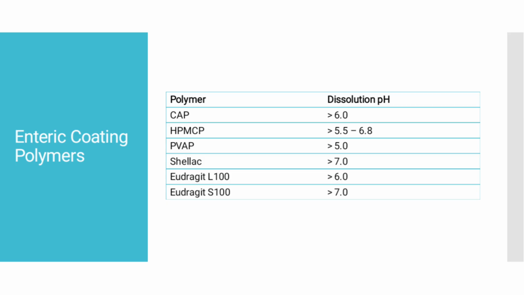Then PVAP dissolves above pH 5. Shellac dissolves above pH 7. Eudragit L 100 dissolves above pH 6 and Eudragit S 100 dissolves above pH 7. Okay. One more important trick for this slide. Remember, Eudragit L dissolves in the intestine, whereas Eudragit S dissolves in the colon. Okay, moving to next slide.